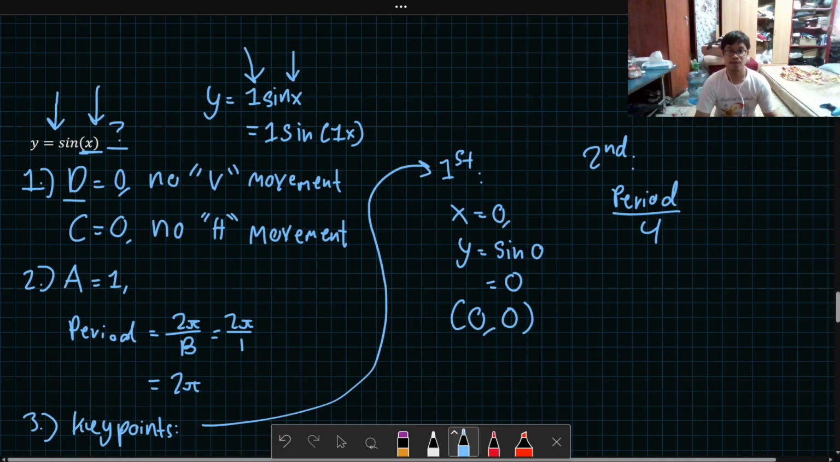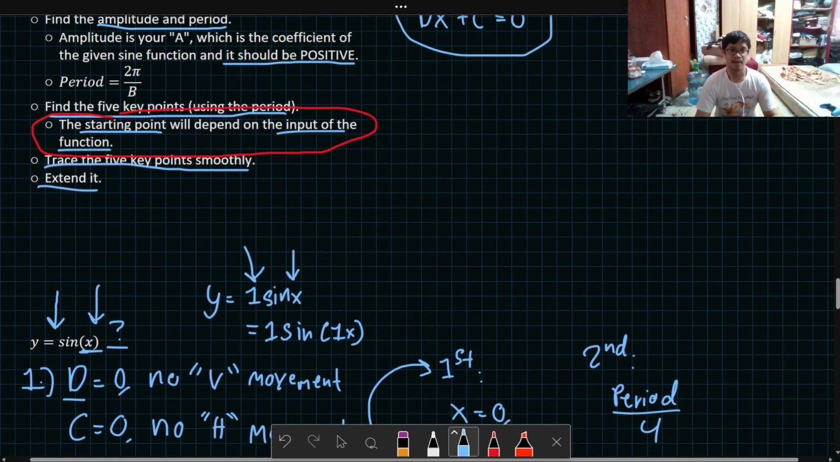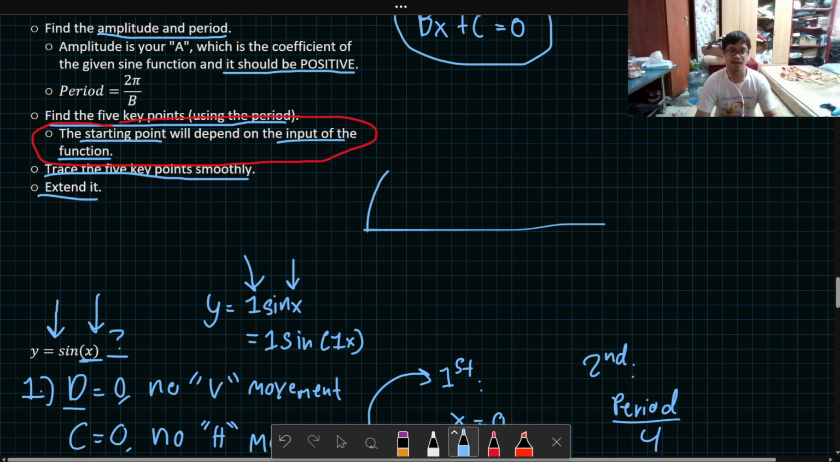Because remember, for us to find the 5 key points, if you remember last time in the video, let me have a short recap. For example, this is the graph. In here, we have the first key point, the second key point, third key point, fourth key point, and fifth key point. If you're going to divide the graph by 4, here's what will happen.